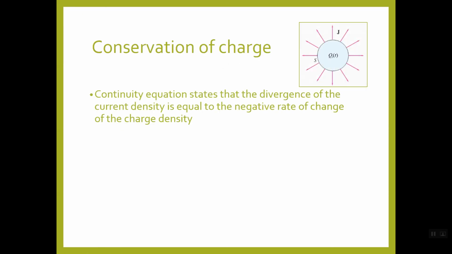Now we're going to look at what's called the continuity equation. The continuity equation states that the divergence of the current density is equal to the negative rate of change of the charge density. So on this side of the equation, we have the divergence of the current density, and that's equal to minus the rate of change of the charge density.